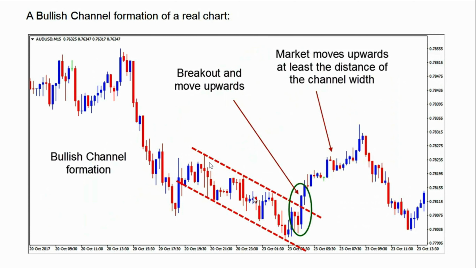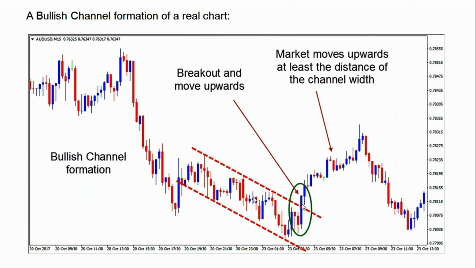Now what happens? We have 1, 2, 3 points, and below here we have 1, 2 points. So we say it's either 2 or more points. Don't just use 1 point. Use 2 or more support points sloping downwards. We have these 2 parallel lines. The market is inside this parallel line without breaking out. So we have a breakout on this area.